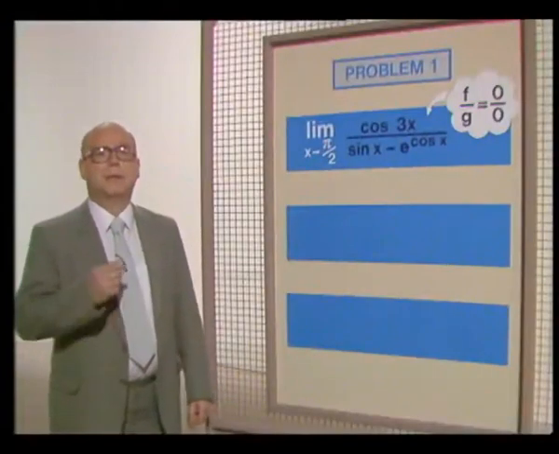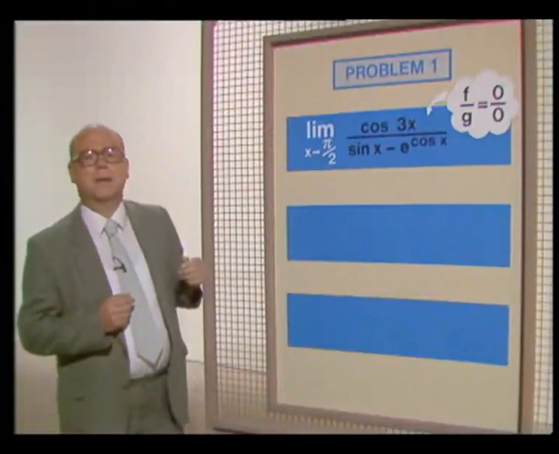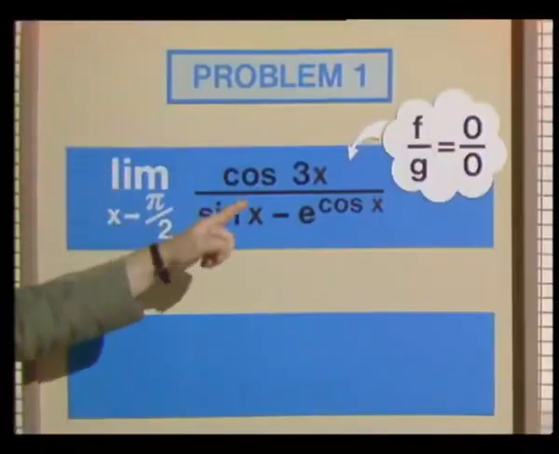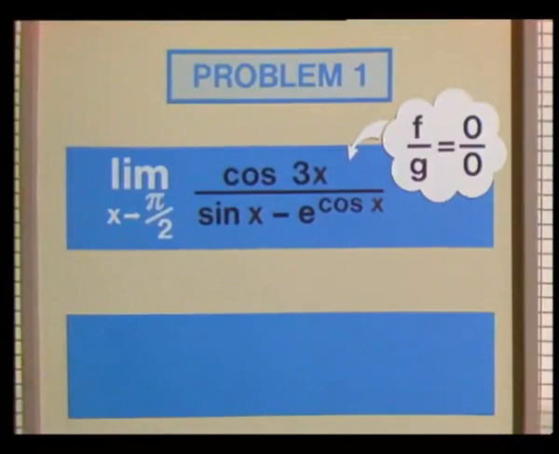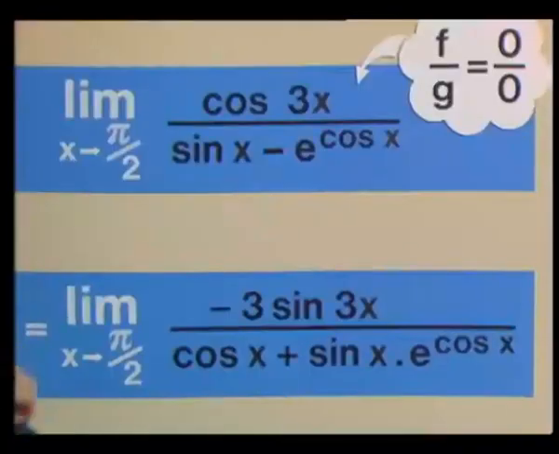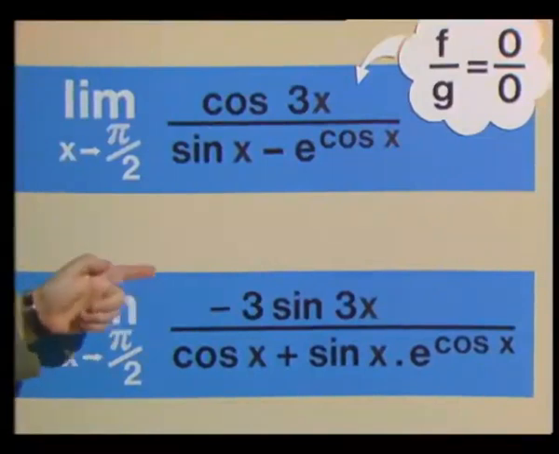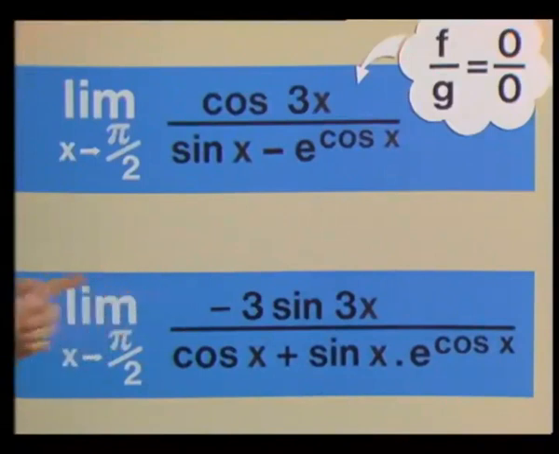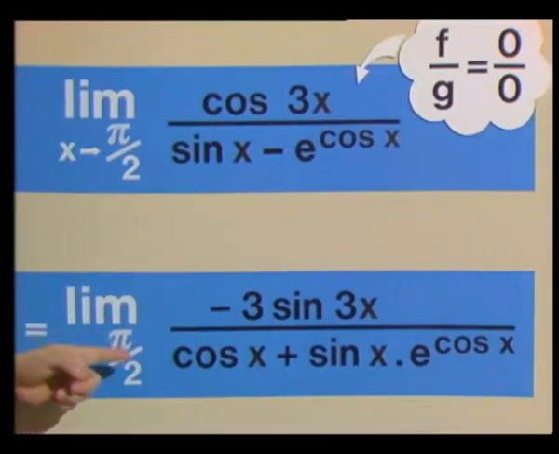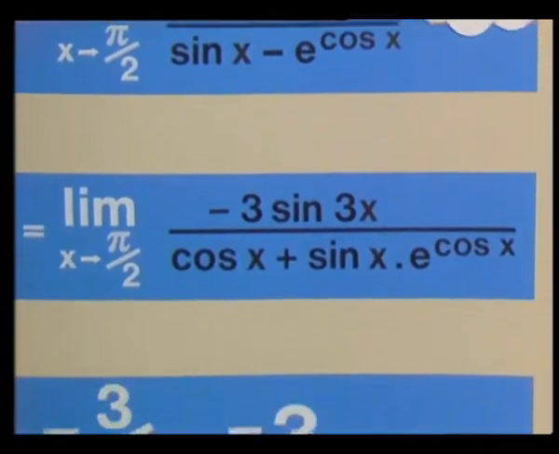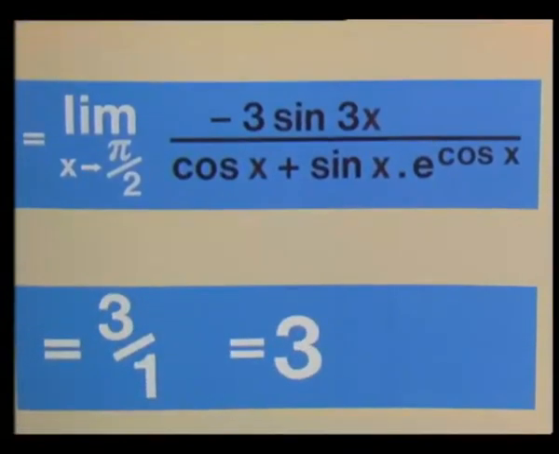Well, we can now deal with the first of our two problems. The numerator and denominator both vanish at x equals pi by 2. So L'Hospital says that the limit is this: the limit as x tends to pi by 2 of this, the derivative of cos 3x, divided by this, the derivative of sine x minus e to the cos x, so long as this limit exists. And because the numerator and denominator are both continuous at pi by 2, our limit exists and equals the value of the quotient at x equals pi by 2.